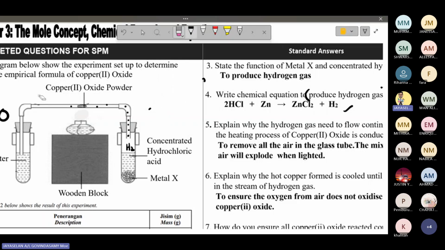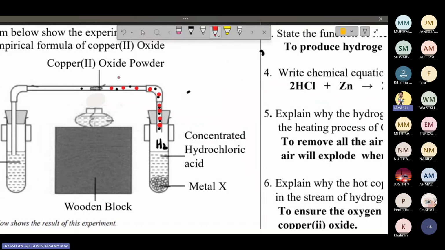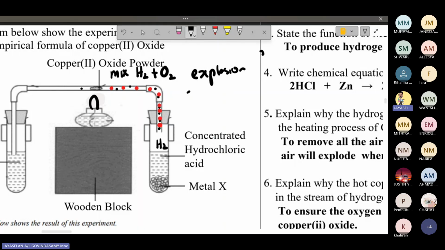Okay, di sini dah ada banyak hydrogen gas. At the same time ada oxygen from the air. So that means we have what? We have mixture of H2 and O2. Okay, we have mixture of what gas? Oxygen and hydrogen gas. Bila saya panaskan di sini, what will happen? Explosion akan berlaku. Letupan akan berlaku. You tak boleh panaskan. Therefore, apa saya buat? Saya tak panaskan.